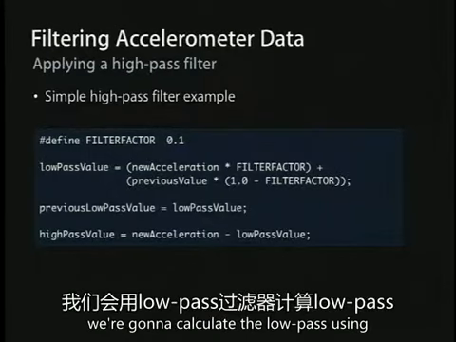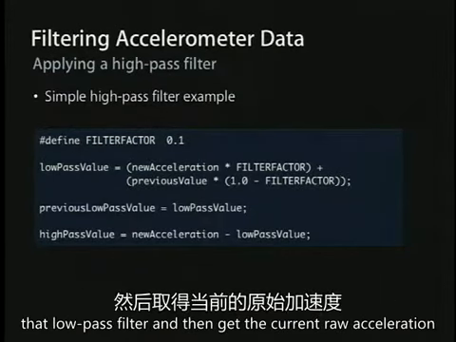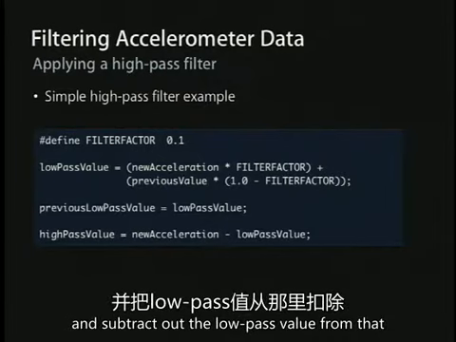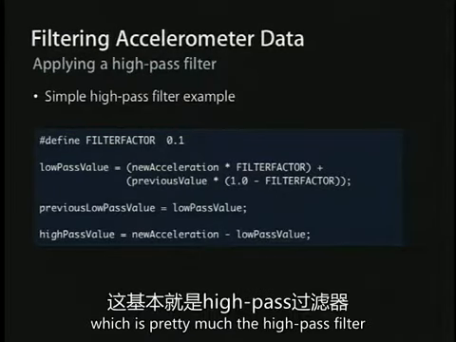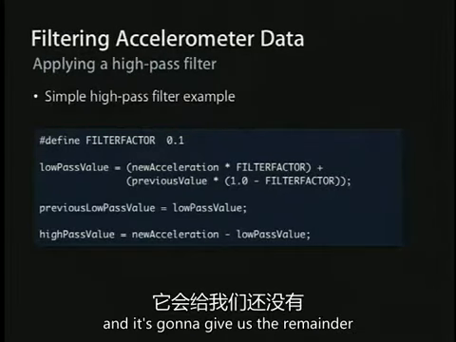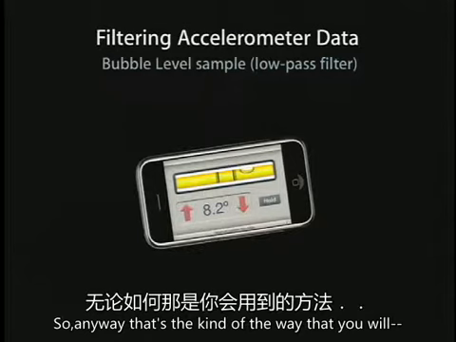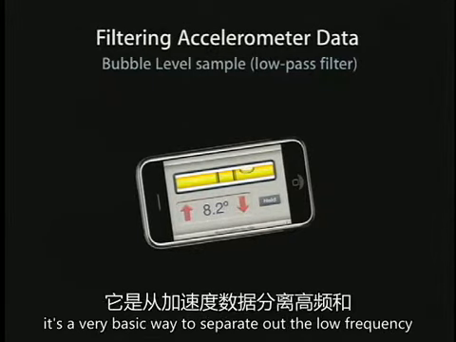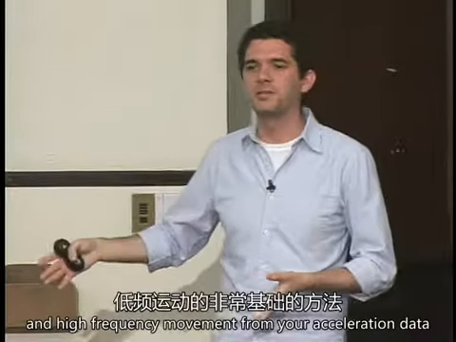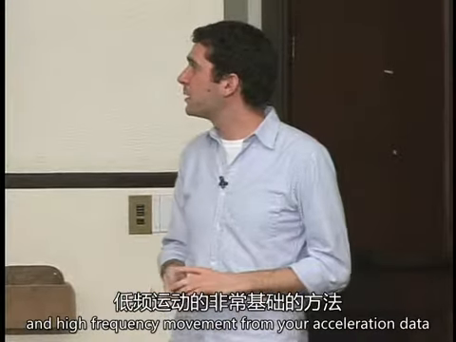We're going to calculate the low-pass using that low-pass filter, and then get the current raw acceleration and subtract out the low-pass value from that, which is pretty much the high-pass filter rate. It's going to give us the remainder that we didn't already just subtract out. So anyway, it's a very basic way to separate out the low frequency and high frequency movement from your acceleration data.